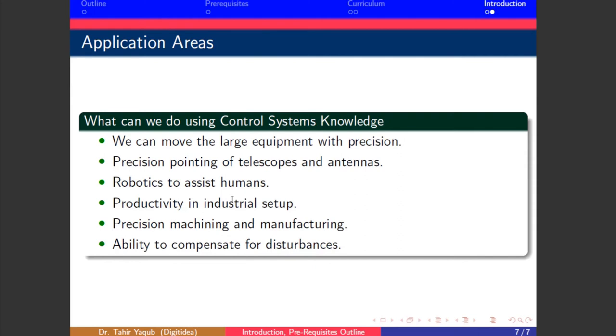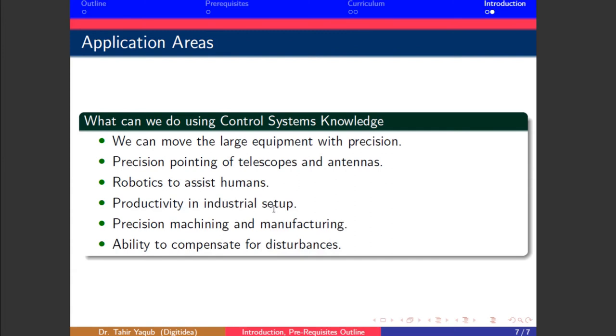For example, if it's big equipment like lifting equipment, a crane, or some CNC machine where you want to position that equipment at a very precise position, then you use control systems. Similarly, if you are working in the telecommunication industry or in astronomy, you might be pointing telescopes or antennas in a specific direction, designing control for that. Similarly, robotics are becoming very popular. You might have heard about supermarket robots and cleaning robots, and a lot of other applications are coming to the market. So this is another big application area.